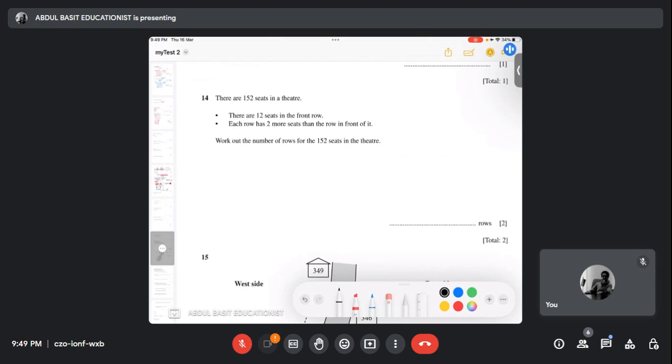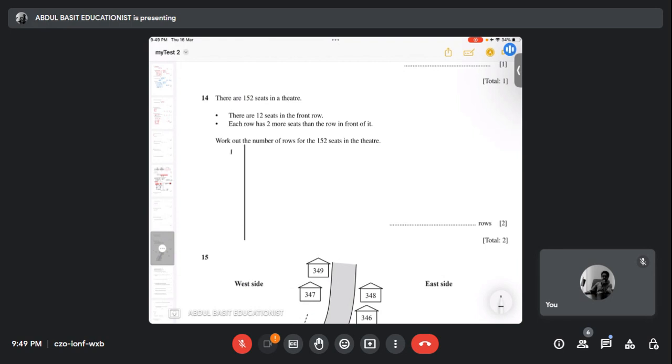There are 12 seats in the front row. कि एक front row है, ये आपकी front row है, यहाँ पर होगी आपकी 12 seats. Each row has 2 more seats than the row in front of it. तो इसका क्या मतलब है? इससे पीछे कितनी सीट्स होंगी? 14, good. Then 16, then 18, then 20, then 22.